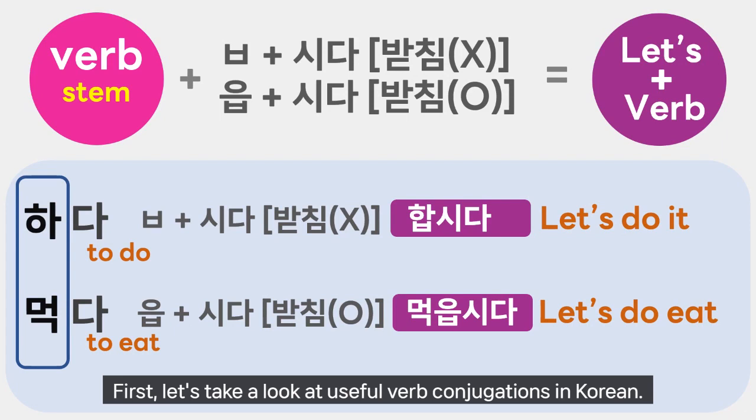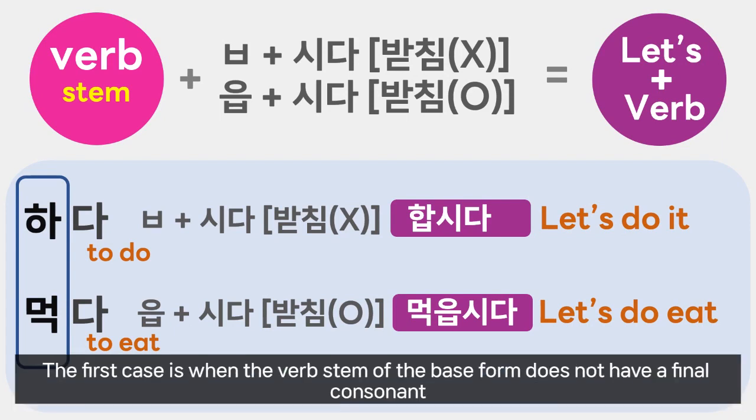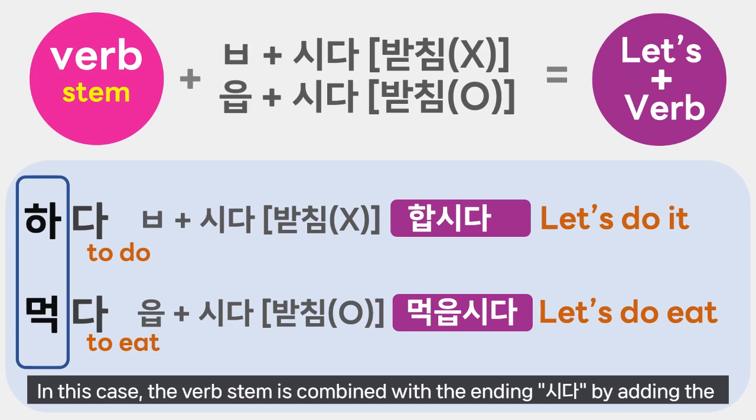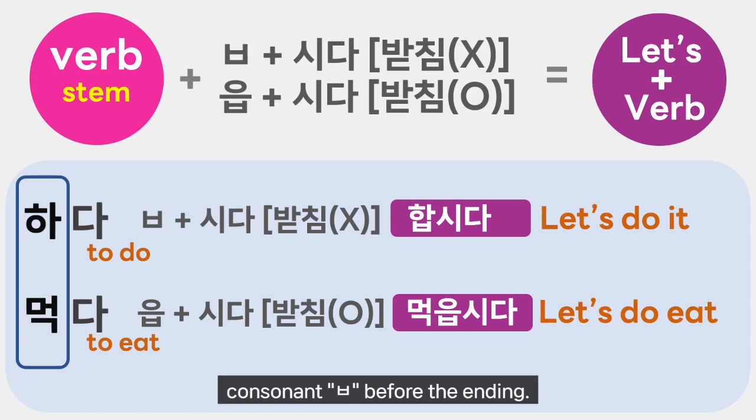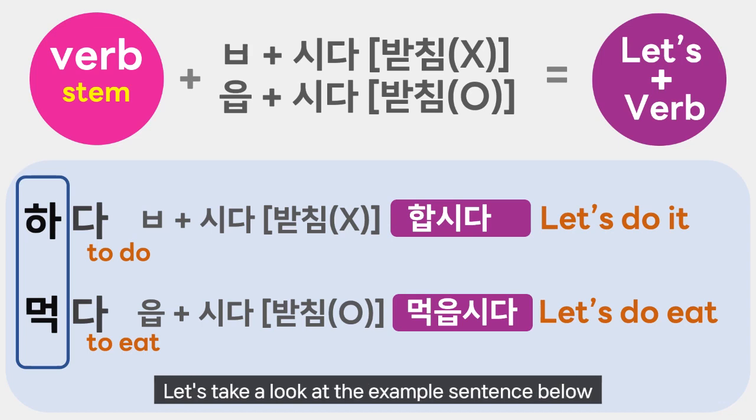First, let's take a look at useful verb conjugations in Korean. The first case is when the verb stem of the base form does not have a final consonant. In this case, the verb stem is combined with the ending 시다 by adding the consonant ㅂ before the ending. Let's take a look at the example sentence below.